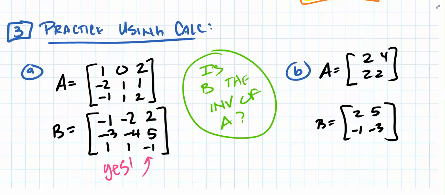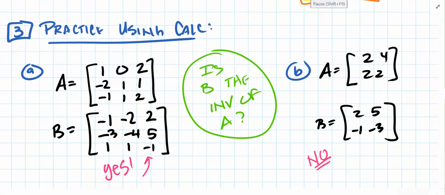How about for part B? Yes or no? No, these are not inverses. No, B is not the inverse of A in this case. If you multiply them together, A times B, you would not get the identity matrix 1, 0. Okay, so far, we can find whether or not a matrix is an inverse of another one.